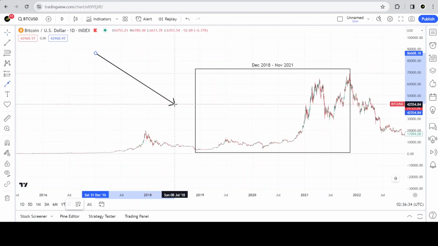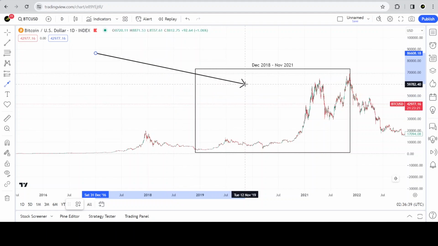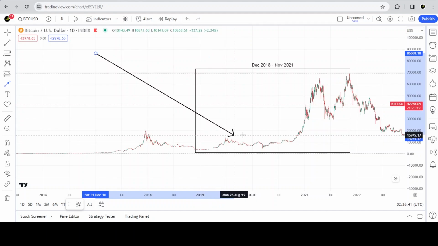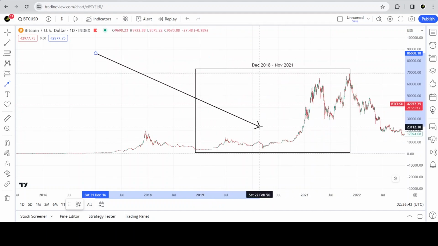Okay, so the next structure takes place between December 2018 and November 2021. Let's copy and paste this structure onto today's chart, and we will match it for today's timing, height, and depth.